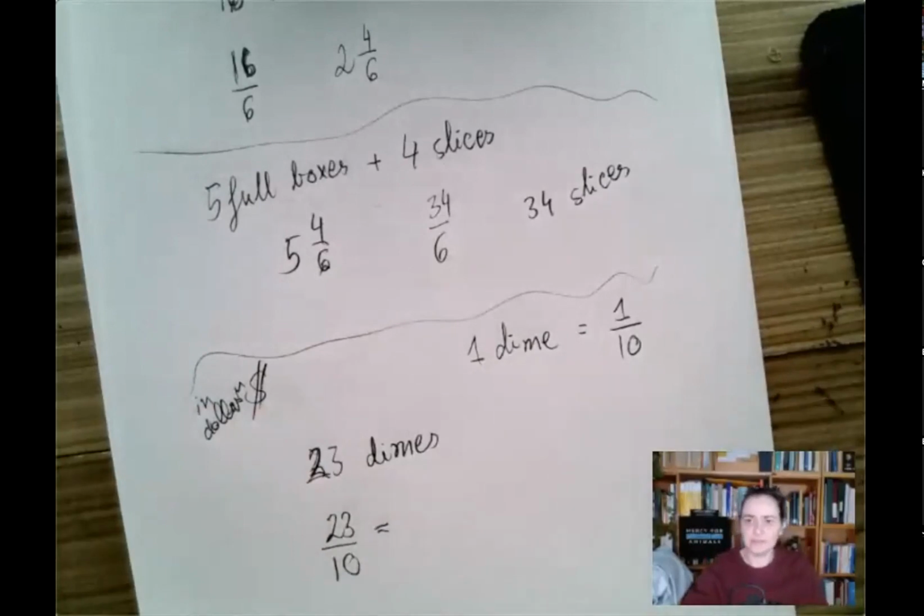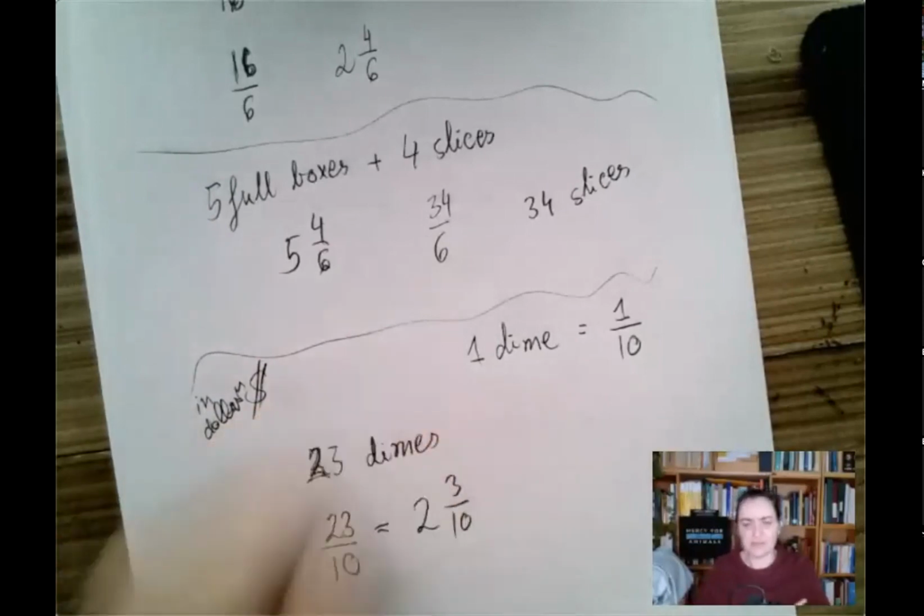This as a mixed number. Yes. $2 and 3 dimes, right? Whatever you can, you exchange for dollars. That's why I like the analogy with dollars and coins and bills. All right, so there is one more thing.